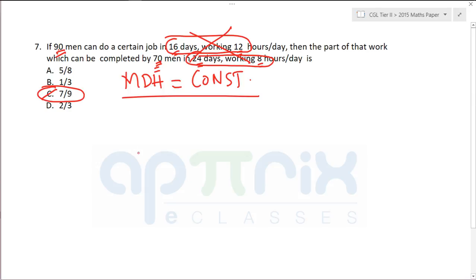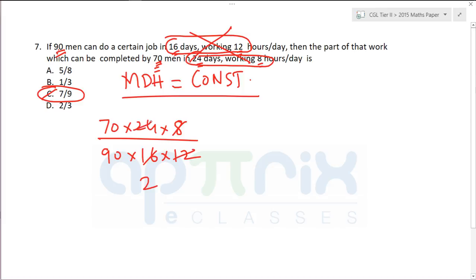But how do you solve it on paper? You will waste your entire time doing this. 70 into 24 into 8 divided by 90 into 16 into 12, and then you will become happy that you are able to cut these numbers. 12 into 2 cancel out, you will happily mark 7 by 9. But actually that is not a happy situation, it's a very bad situation, right? You already got the answer while reading the question, right? So be a little alert, right?